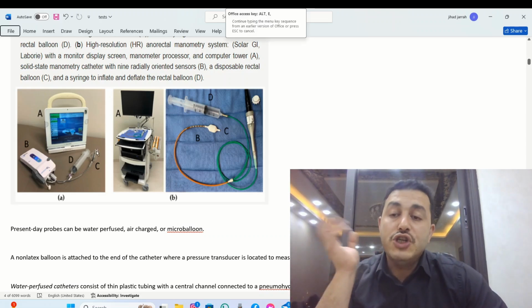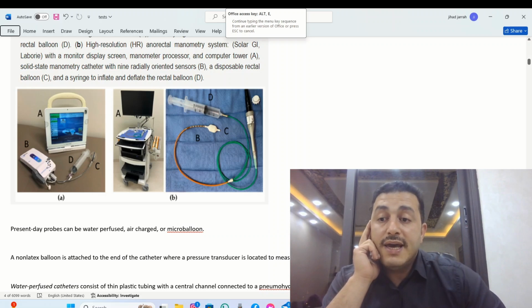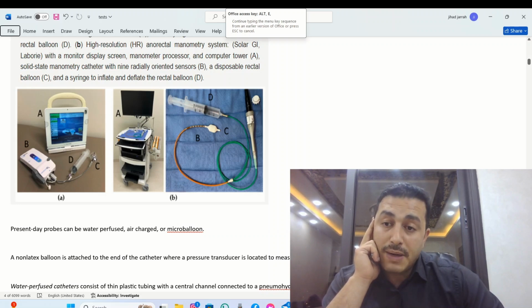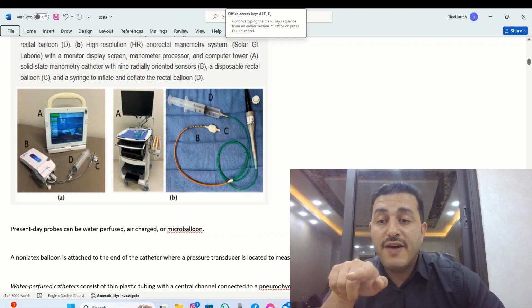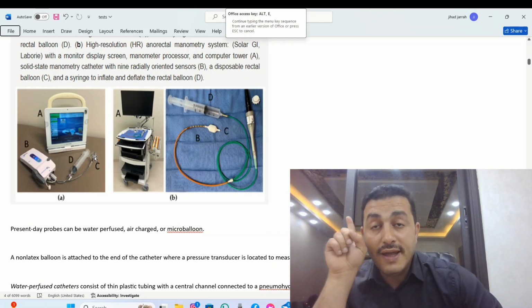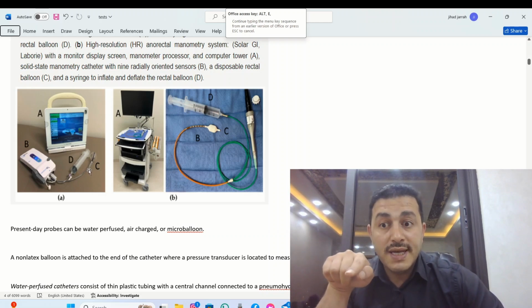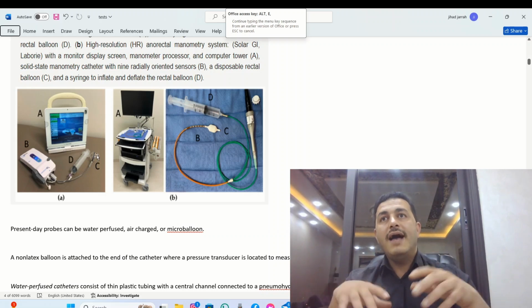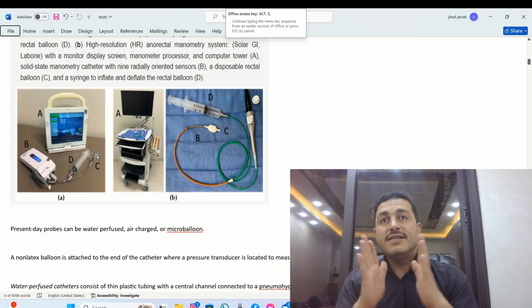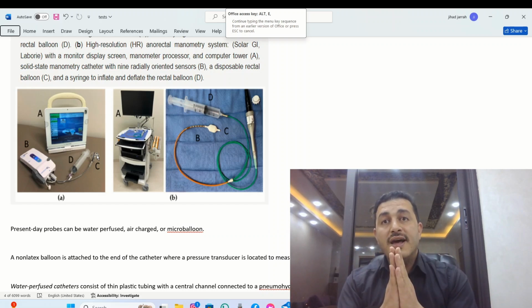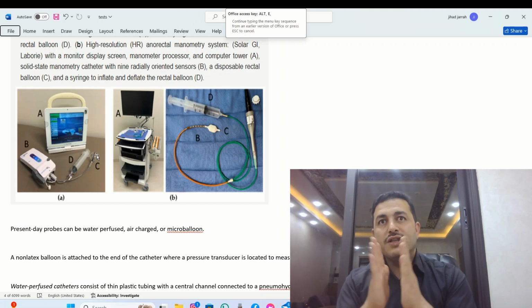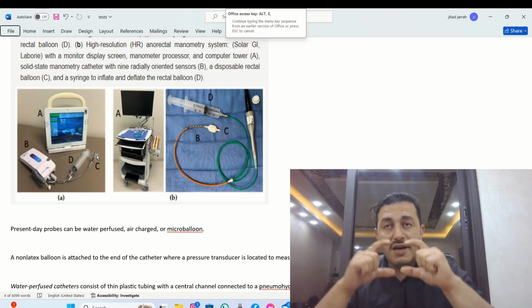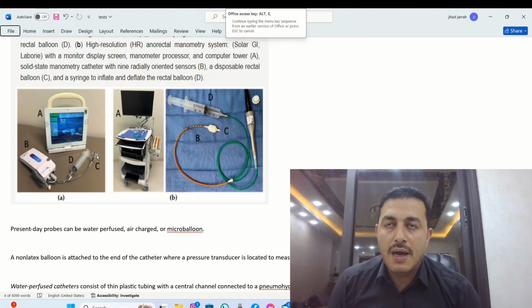If you see in this picture, we have the traditional one. Here we have the display, here is the monitor, here we have a syringe that will inflate a rectal balloon. This balloon is not seen here. We have one single balloon in the rectum and 4 balloons in the anal canal. We inflate the rectal balloon, and we change the pressure in the anal canal indirectly by changing the resistance in the balloons that are located in the anal canal.